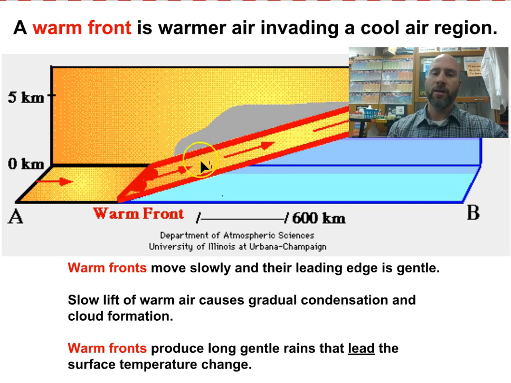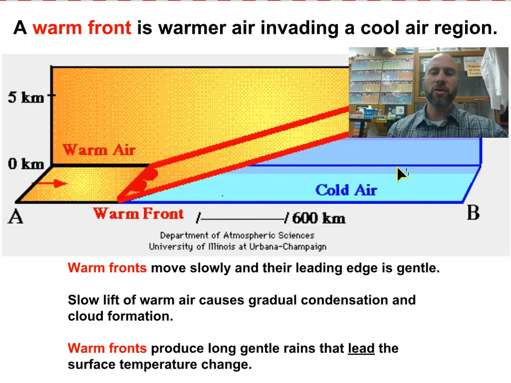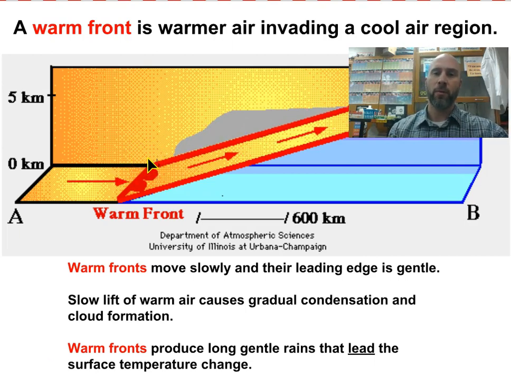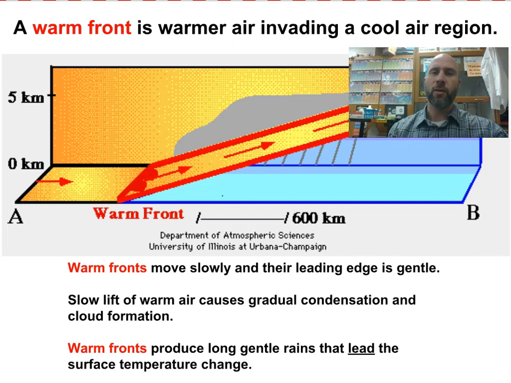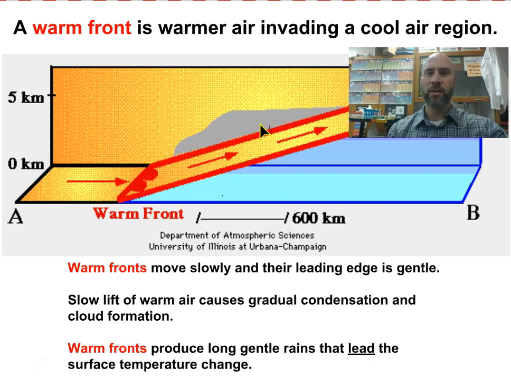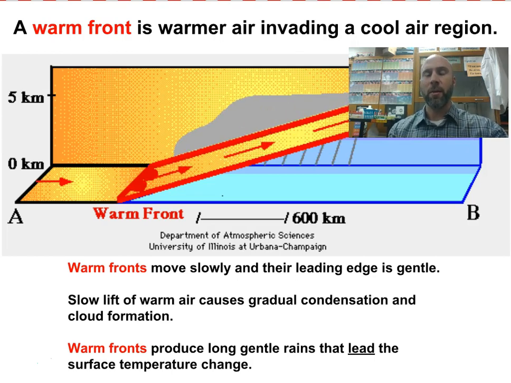Again, here are some notes for you about warm fronts, but they tend to move more slowly. Their leading edge is more gentle because, again, they're kind of spilling up and over the top of that cold air. So it's a little bit of a slower process. What that means is condensation occurs very slowly. So you're going to have kind of general cloudy conditions, not real severe storms. You'll sometimes have rainy conditions in this instance, but not the severe storms.